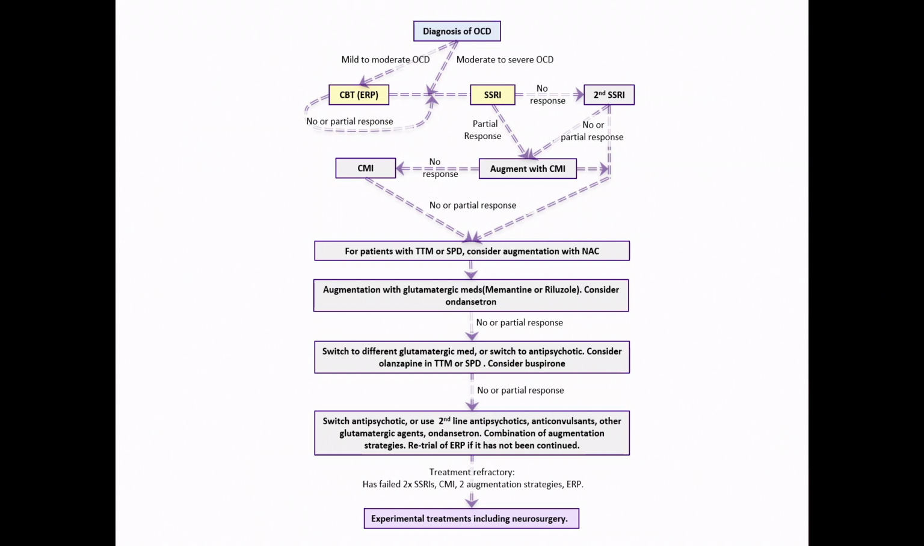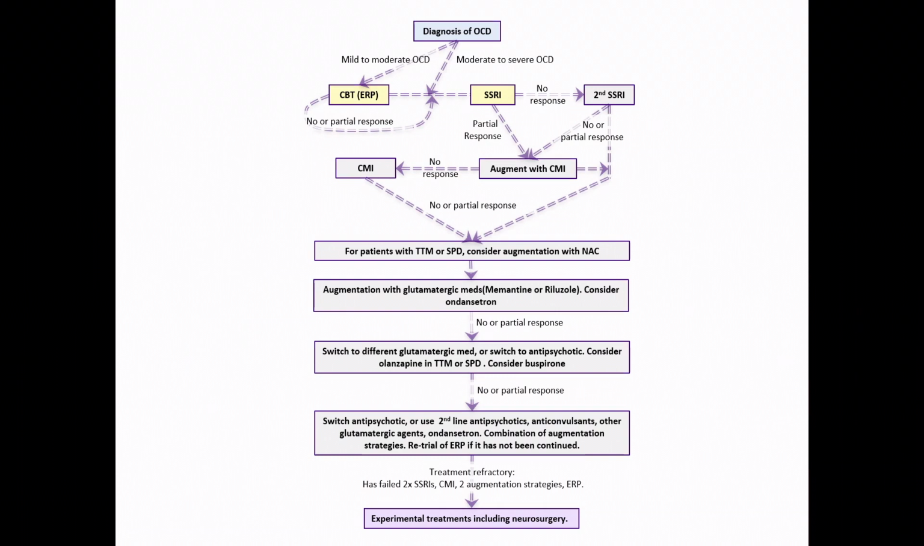Okay, assuming that they don't have the body-focused repetitive behavior, my second line augmentation is augmentation with glutamatergic agents. So memantine and riluzole are the two that were used most commonly. I recommend augmenting with glutamatergic agents. The data is becoming better and better with those agents, but the side effect burden is so much less than antipsychotics that I think that it really is more advantageous to use those medications. You can consider ondansetron. There is some evidence showing that it can work for OCD augmentation. It's low risk, so it may be worth a trial as well.